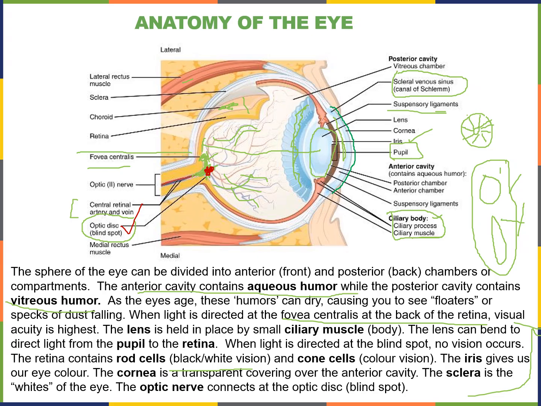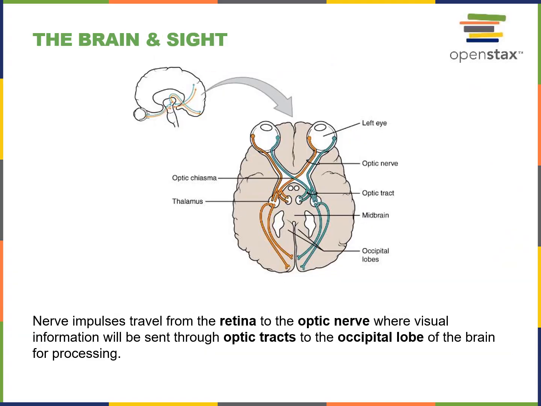I think we have covered all of the important structures. So again, you are expected to be able to label this diagram and to be able to assign structures to the different functions. So one other slide: nerve impulses from the retina go to the optic nerve where visual information is sent through the optic tract. So that's what the optic tracts, these blue and the red, are showing you.